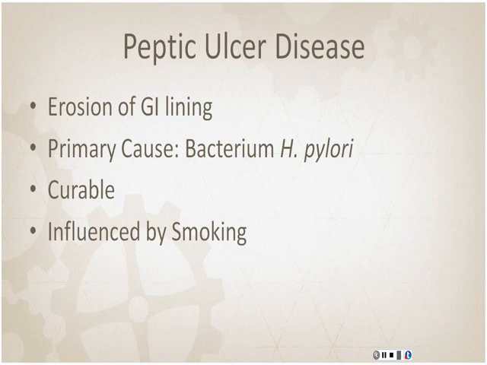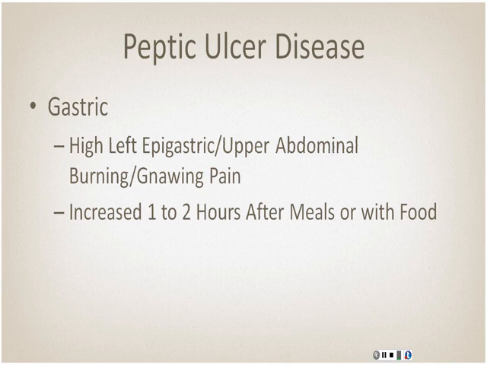Peptic ulcer disease is an erosion of the GI lining. The primary cause for this disorder is H. pylori. Other factors that might contribute to peptic ulcer disease are smoking or chewing tobacco, stress, excessive, or I would say beyond moderate caffeine use, and medications such as steroids, aspirin, or NSAIDs. Ulcers are named by their location, so esophageal, gastric, or duodenal.